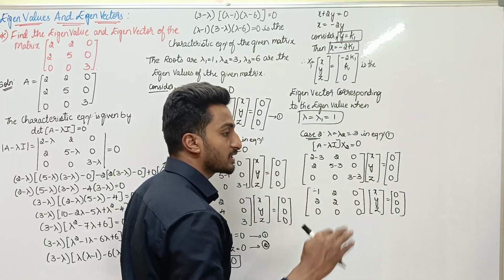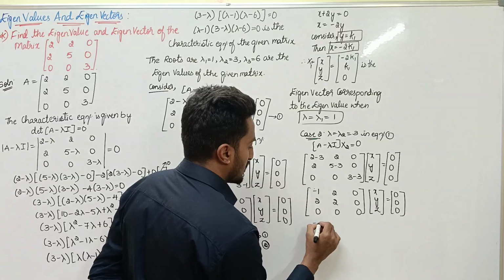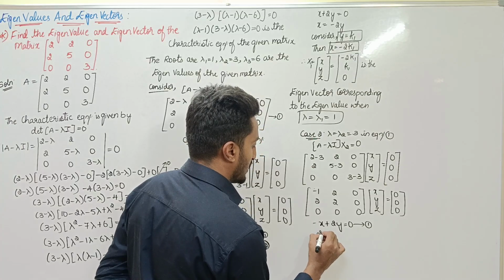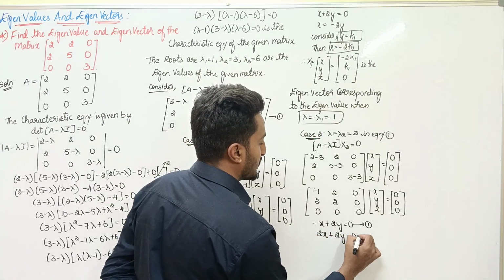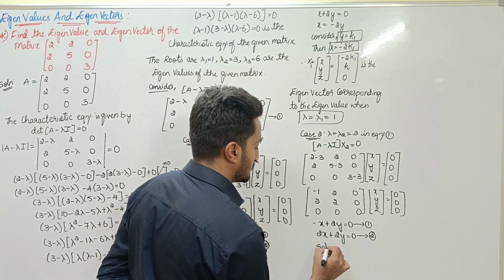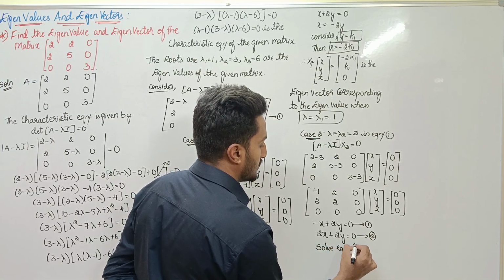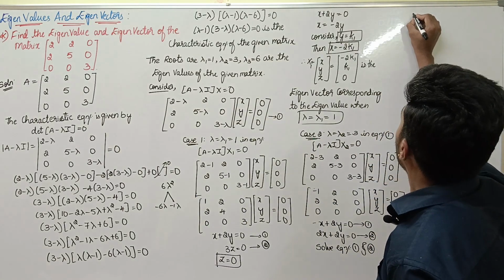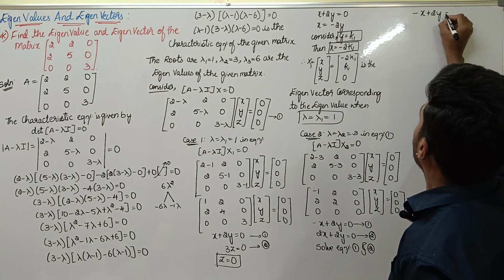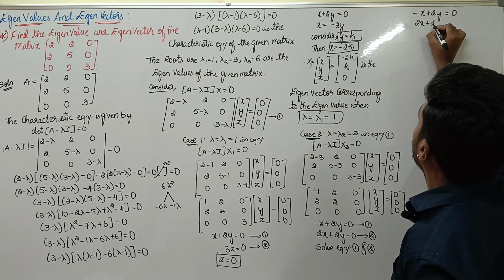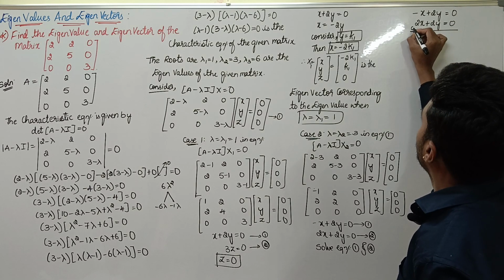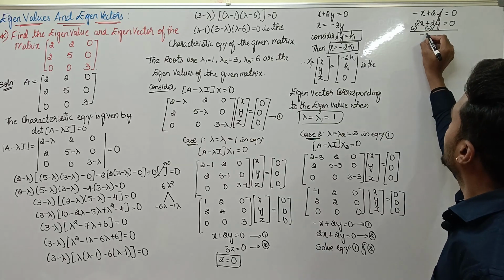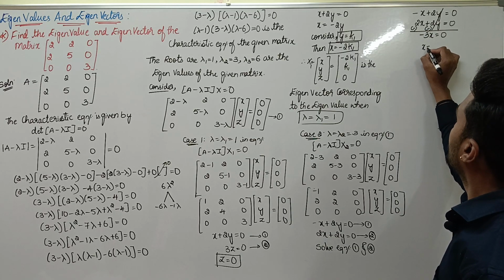Represent this first row and second row with respect to linear equation form. That is minus x plus 2y equal to 0, equation number 1. Next, 2x plus 2y equal to 0, equation number 2. Solving equation 1 and 2, minus x plus 2y equal to 0, 2x plus 2y equal to 0, whole divided by minus. Plus 2y minus 2y get cancelled, minus 3x equal to 0, x equal to 0.